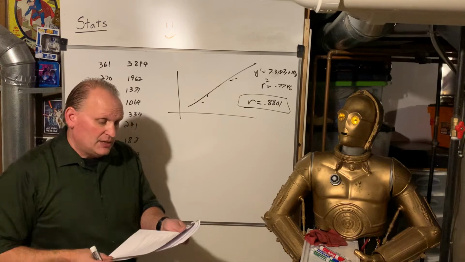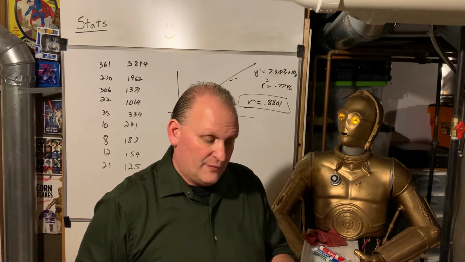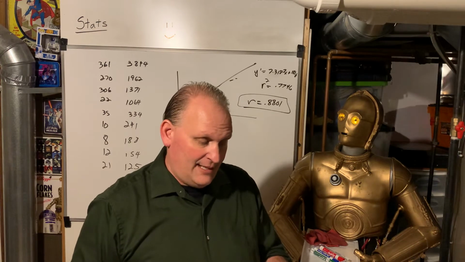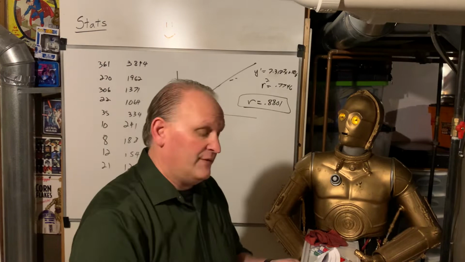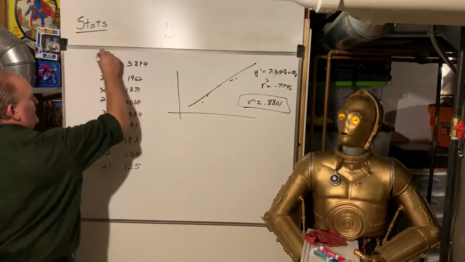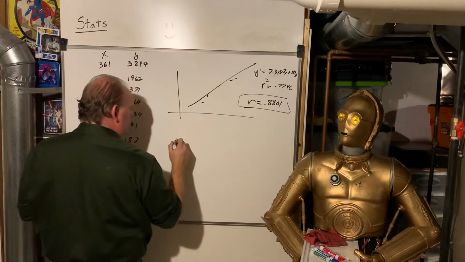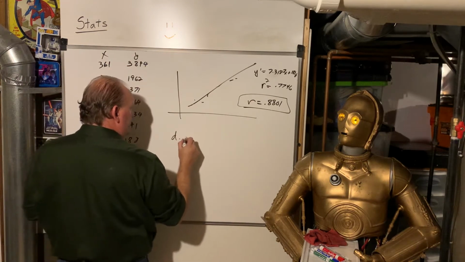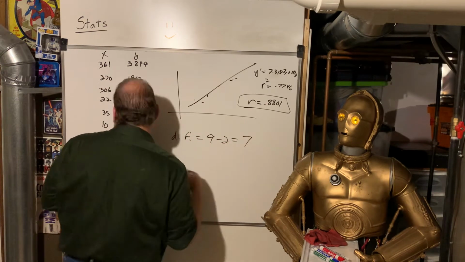All right. So then it says, with degrees of freedom, right? We do n, there's 9 pieces of data, minus 2. For linear regressions, it's x and y, so you have 2 variables, so it's minus 2 for the degrees of freedom. So degrees of freedom are equal to 9 minus 2, which is 7 degrees of freedom.